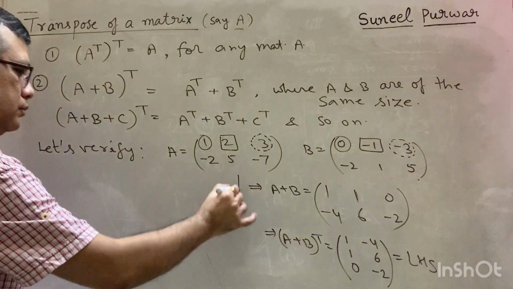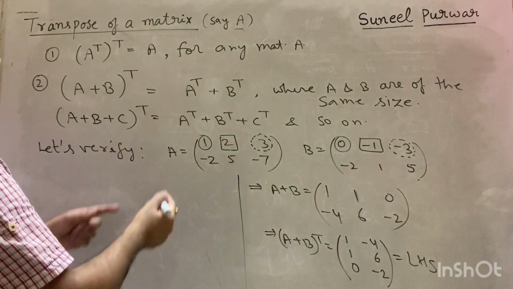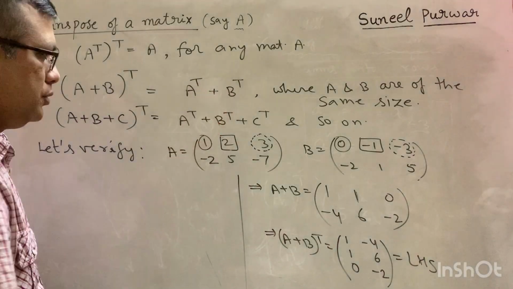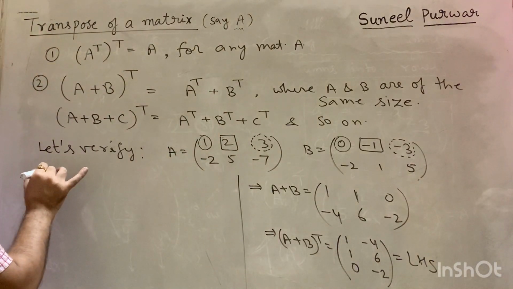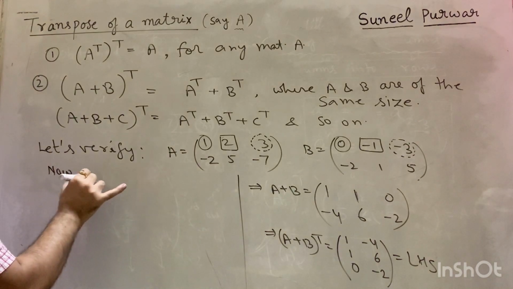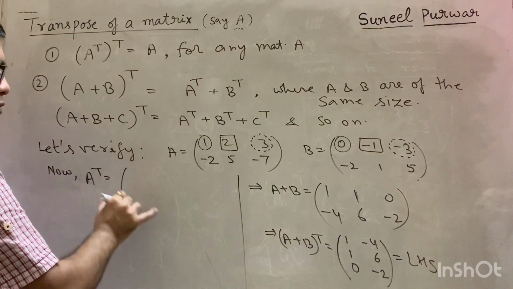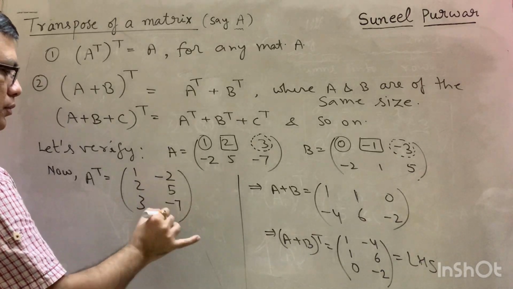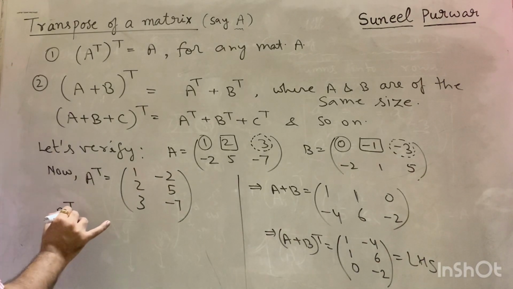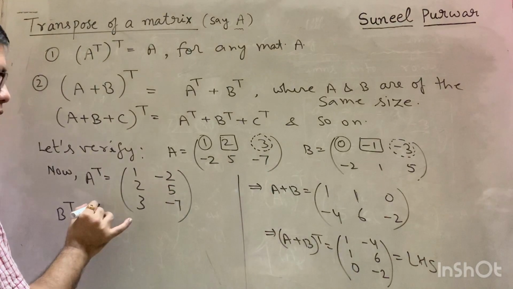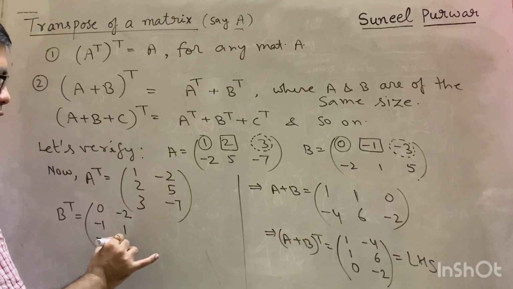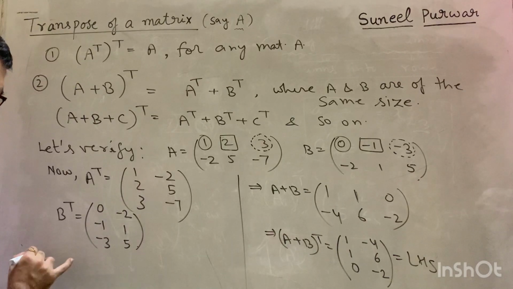Now let me find RHS, which is having sum of A transpose and B transpose. So this is A. Find out A transpose. What would be that? 1 2 3 minus 2 5 minus 7, and B transpose will be 0 minus 1 minus 3 minus 2 1 5. Okay, now time to add them.